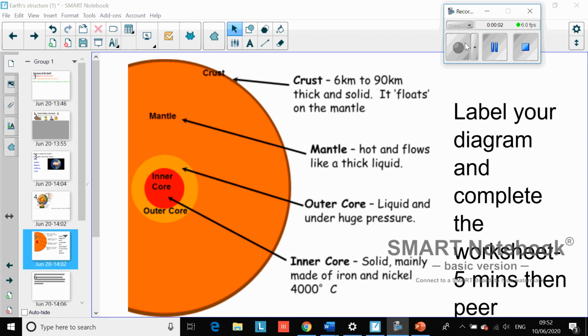Okay, welcome to part two of the lesson. So, what we are going to do is identify the different layers within the Earth and how we know about them.